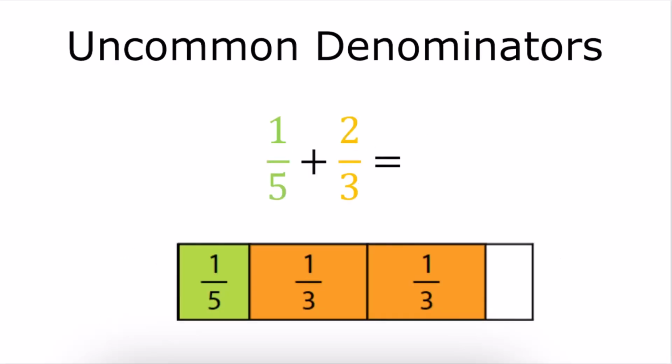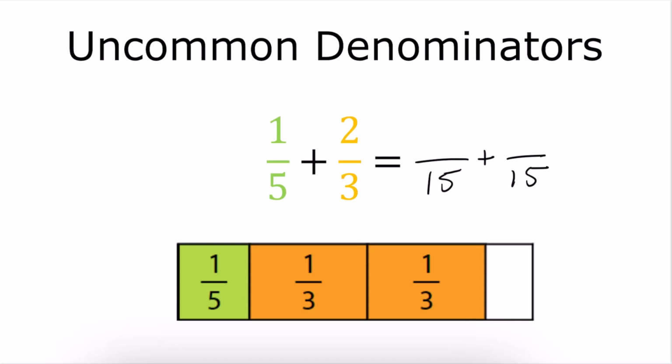So let's talk about how you could use a length model to represent adding fractions with uncommon denominators. So remember, fraction strips are one way to represent fractions with a length model. So if I had 1/5 plus 2/3, the way that I would calculate this is by making it so that we have common denominators. So you could use the least common multiple method, or you could just multiply the two denominators in this case, and both of them would give you the common denominator of 15. So the common denominator I'm shooting for is 15.